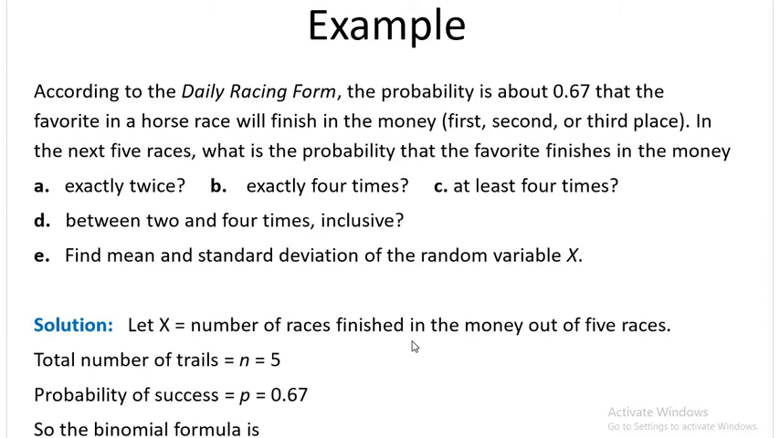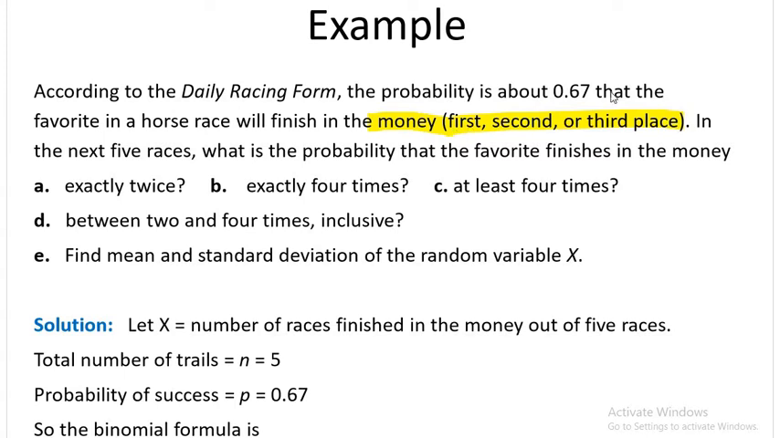According to the Daily Racing Form, the probability is about 0.67 that the favorite in a horse race will finish in the money. What does that mean? Finishing in the money means getting first, second, or third position. Otherwise, you will not get money, because usually the prize money is only for the first 3 places.